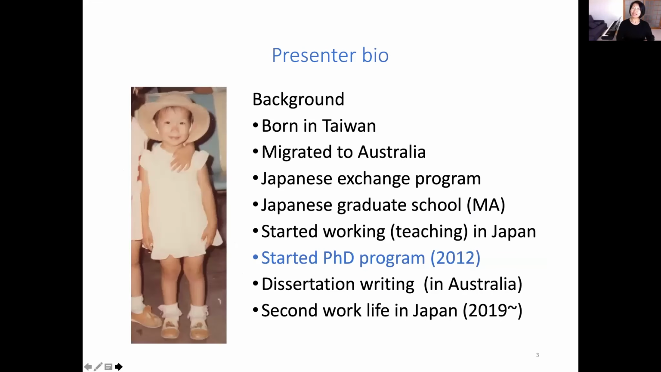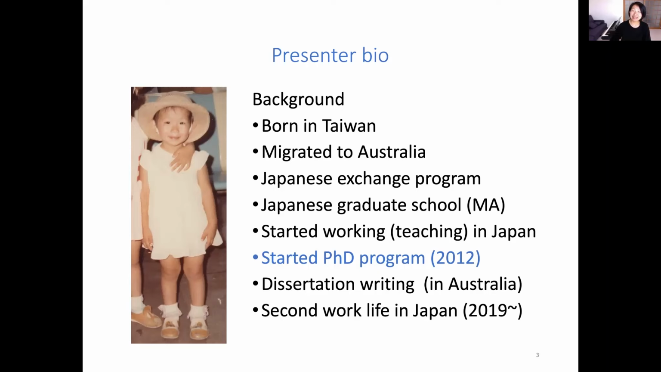So I was born in Taiwan, and I migrated to Australia when I was 10, many years ago. I won't tell you how many. I came to Japan for a Japanese exchange program. I liked Japan so much that I decided to go to graduate school in Japan. And then after I finished graduate school, I started working in Japan, and my first position was in Nagoya.